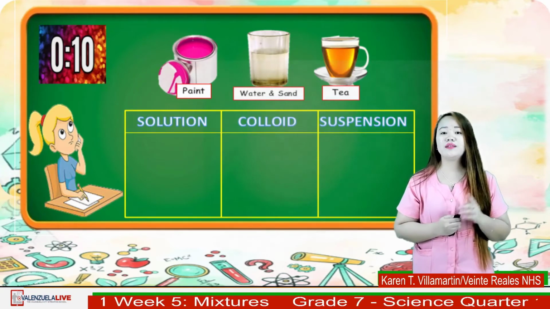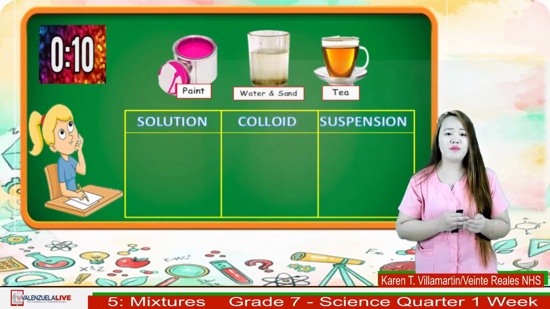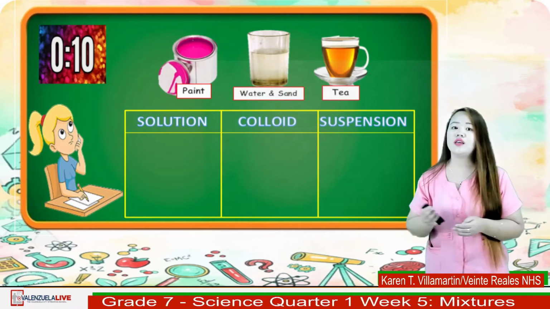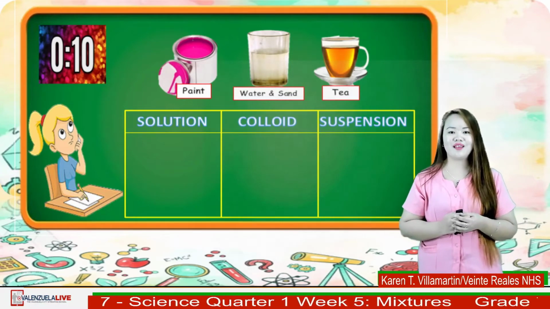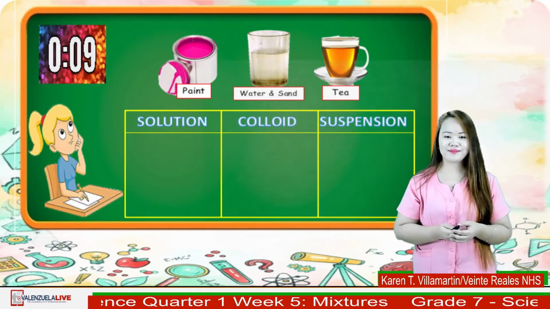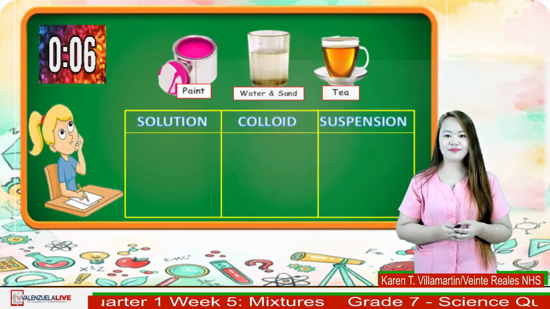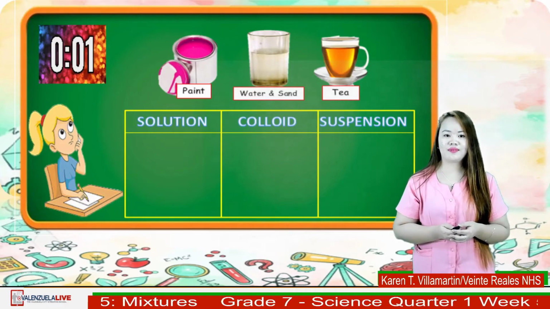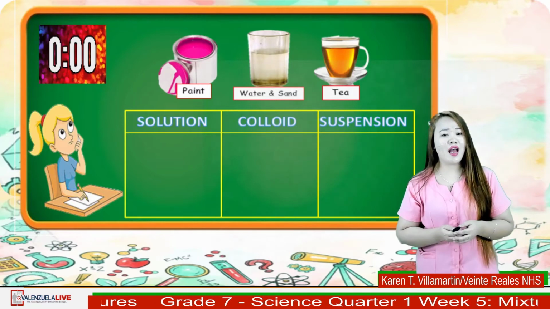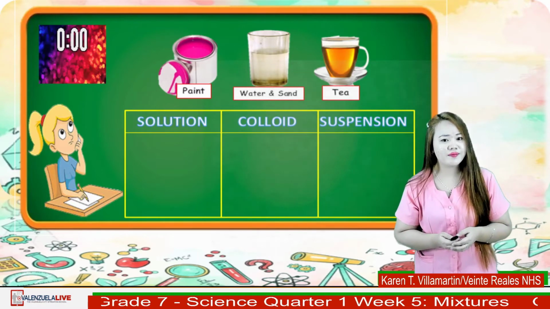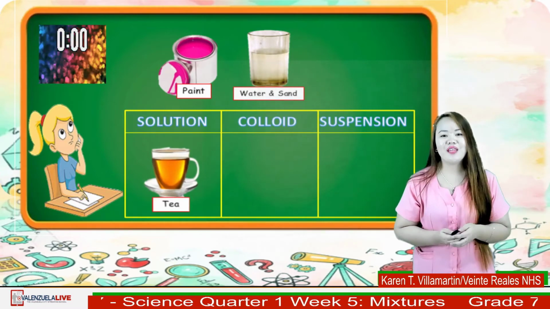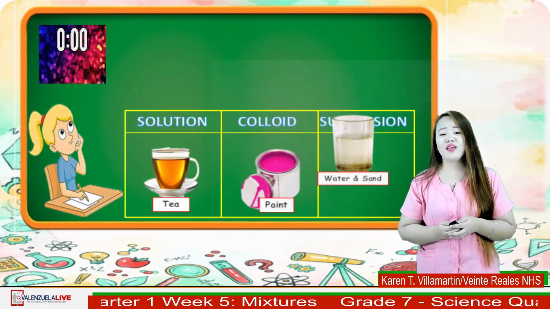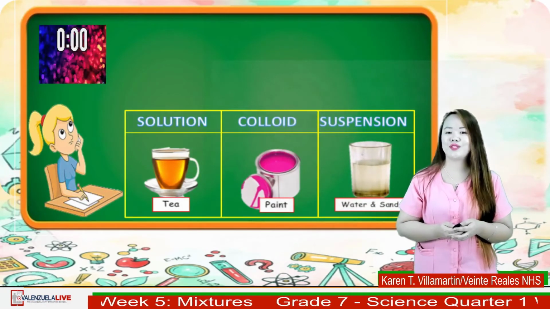Now, I'll give you 10 seconds to identify the given mixtures. Which of the following is solution, which is colloid, and which is suspension? Time starts now. Okay, now let us find the correct answers. Tea belongs to solution. Paint belongs to colloid. And water with sand belongs to suspension.